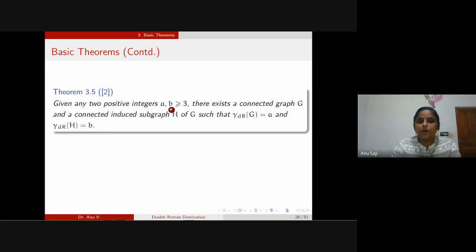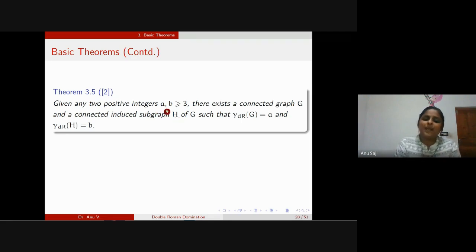We are considering only a, b greater than or equal to 3 because the other cases, 1 and 2, are trivial. That's why we are taking a and b greater than or equal to 3. The proof is by construction. That is, we know the gamma_dR of some known classes. Then we manipulate those structures in such a way that gamma_dRG is equal to a and gamma_dRH is equal to b. The proof is very lengthy but simple. I will show one example.